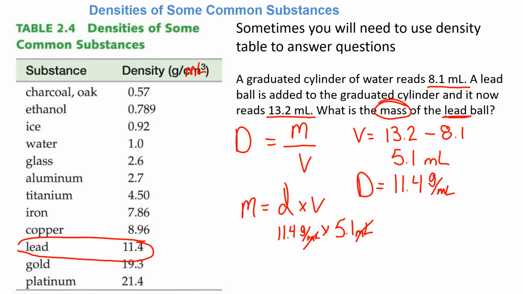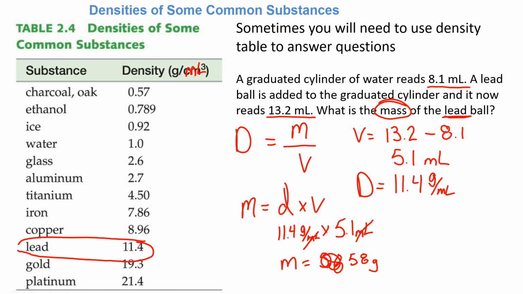All right. So how many sig figs are we going to answer with on this? This is 2. This is 3. So I need 2 sig figs on my answer. So I have 58.14. So my mass is 58 grams. All right. Questions on that one?